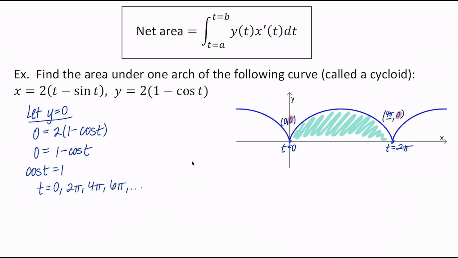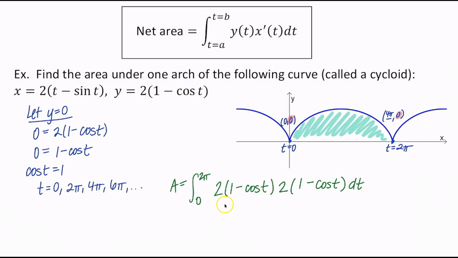So let's go ahead and start our area setup. My net area is going to equal the integral from 0 to 2π of y of t, so this function here as is, 2 times the quantity 1 minus cosine t, and then times the derivative x prime of t. I can go ahead and leave this constant multiple 2 there, and the derivative of t minus sine t is going to be 1 minus cosine t dt.